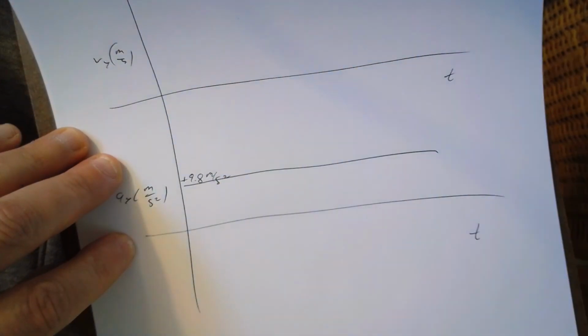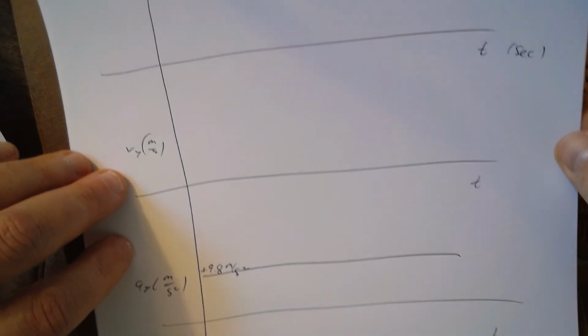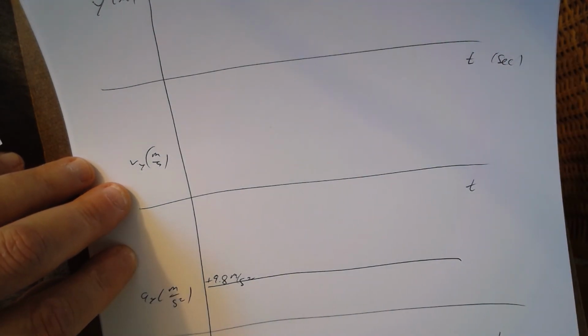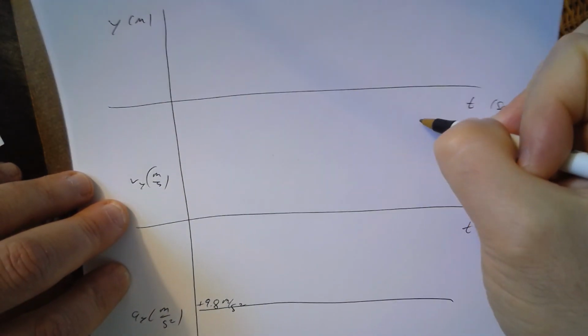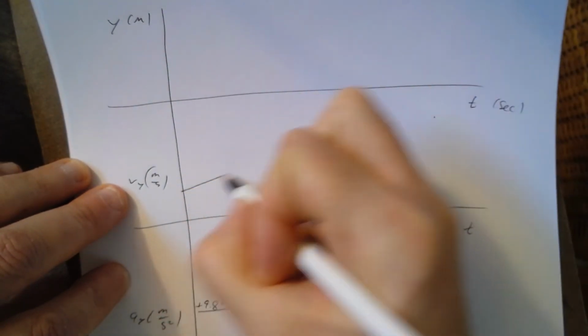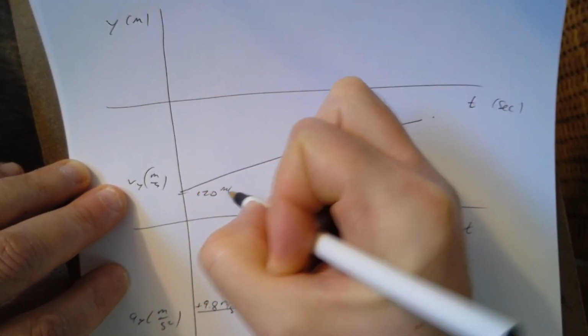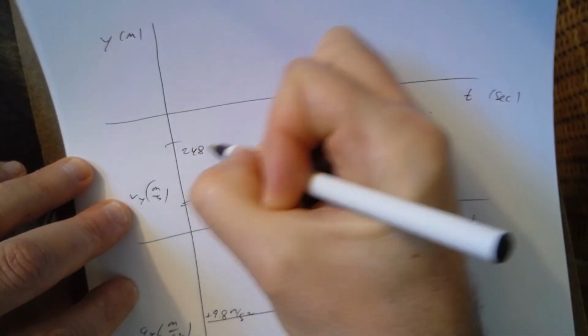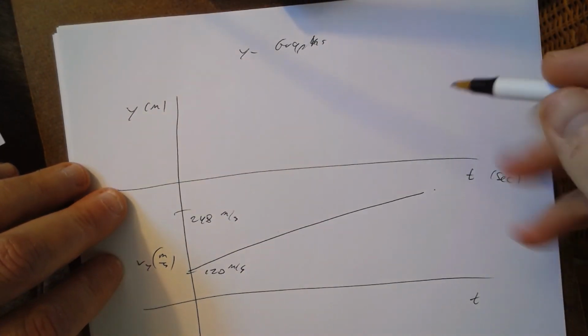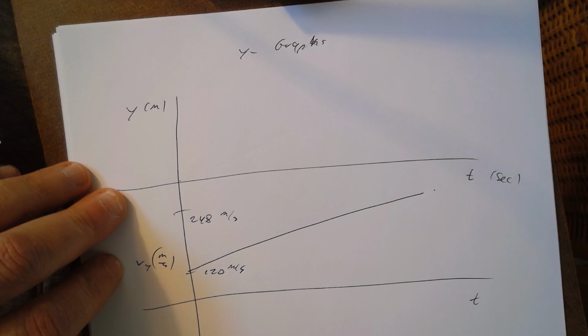Vy has to start not at 0. The initial vertical velocity was 120 meters per second, and it increased to 248 meters per second. So this is a linear graph, but the y-intercept is not 0. Alright, and then the vertical position graph, it'll start at the origin. It'll be an increasing position because the object fell down, which is my positive direction. The slope of this graph should not be 0 at the origin. The slope should be whatever that initial vertical velocity was.